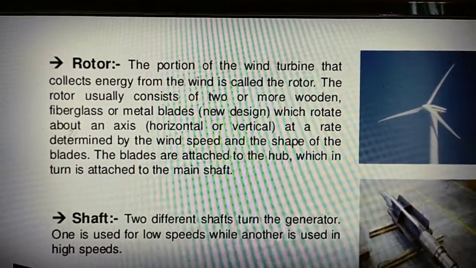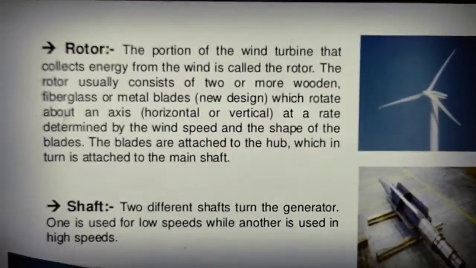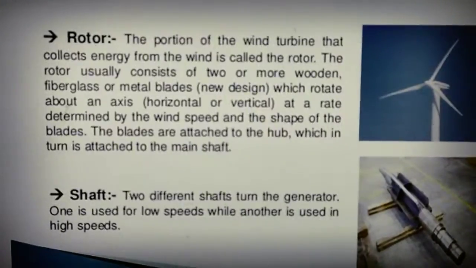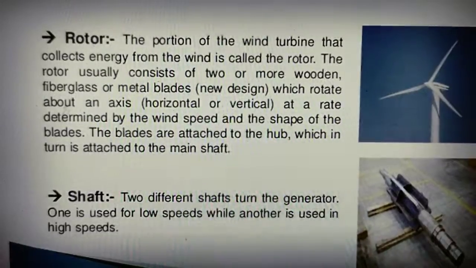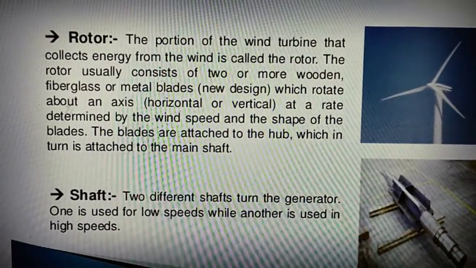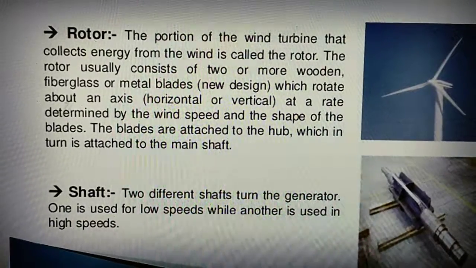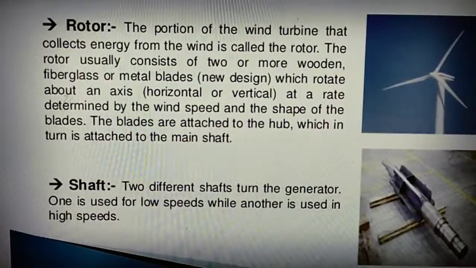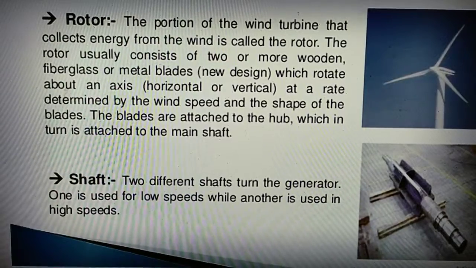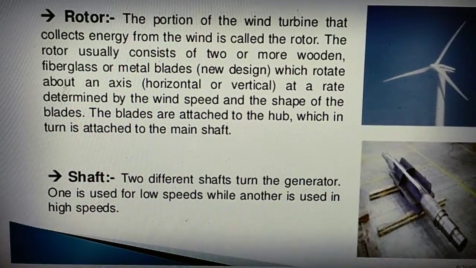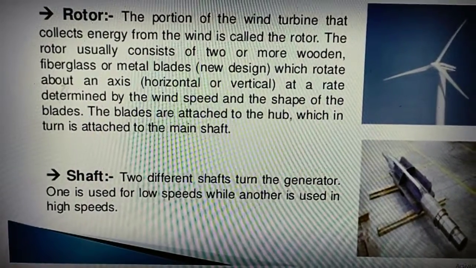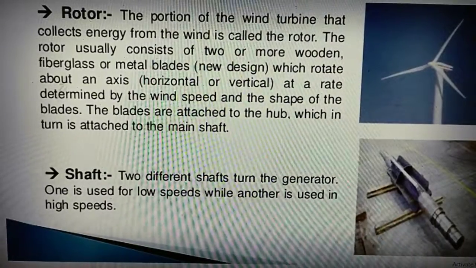This windmill setup consists of a number of components. The first one is the rotor. The portion of the wind turbine that collects energy from the wind is called the rotor. The rotor usually consists of two or more wooden, fiberglass or metal blades which rotate about an axis, may be vertical or horizontal, at a rate determined by the wind speed and the shape of the blades.